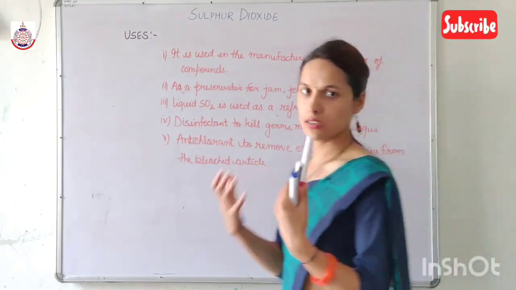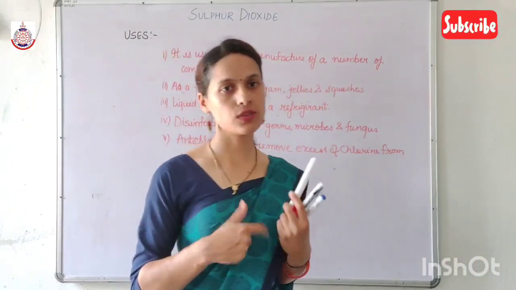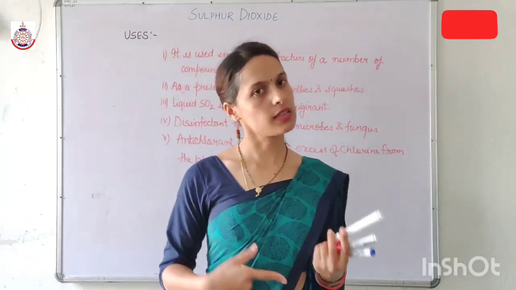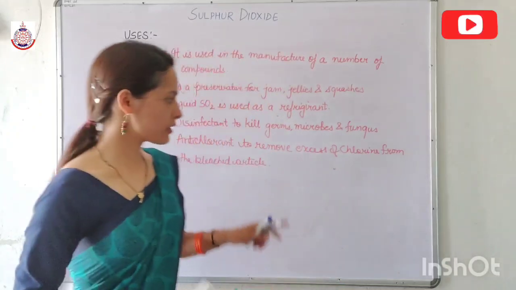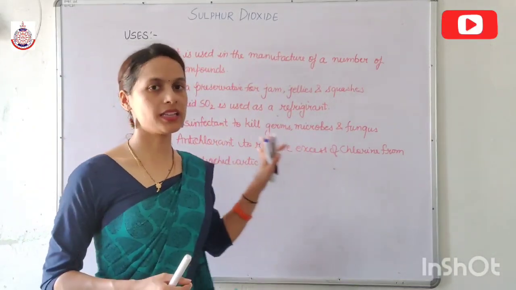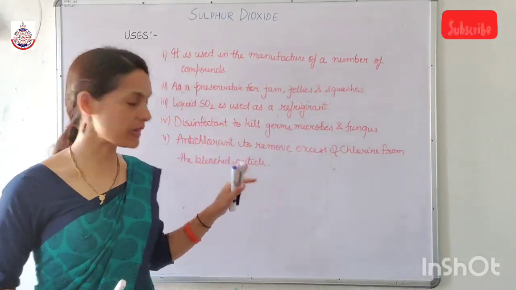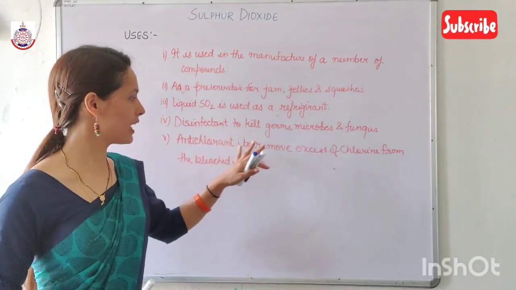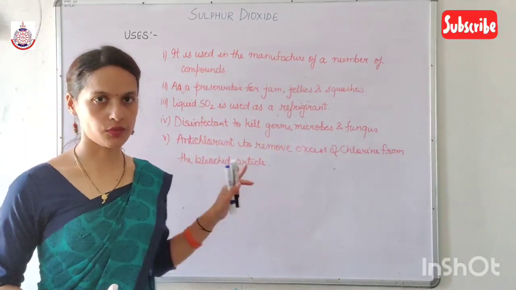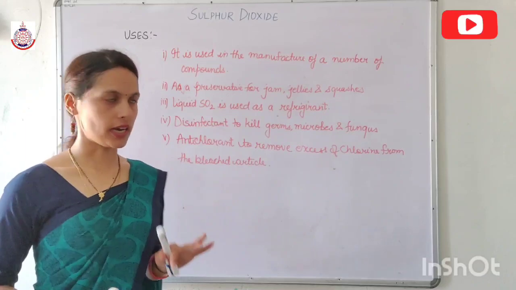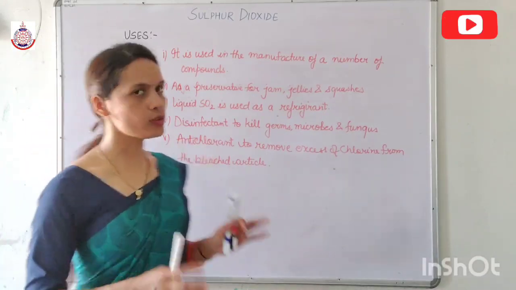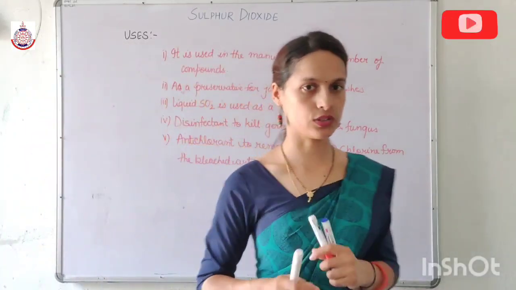And how does it remove chlorine? Because it reacts with the chlorine to form sulfuryl chloride. So excess of chlorine is removed by the sulfur dioxide from the bleached article, therefore it is used as an anti-chlorant. So these are the different uses of sulfur dioxide.